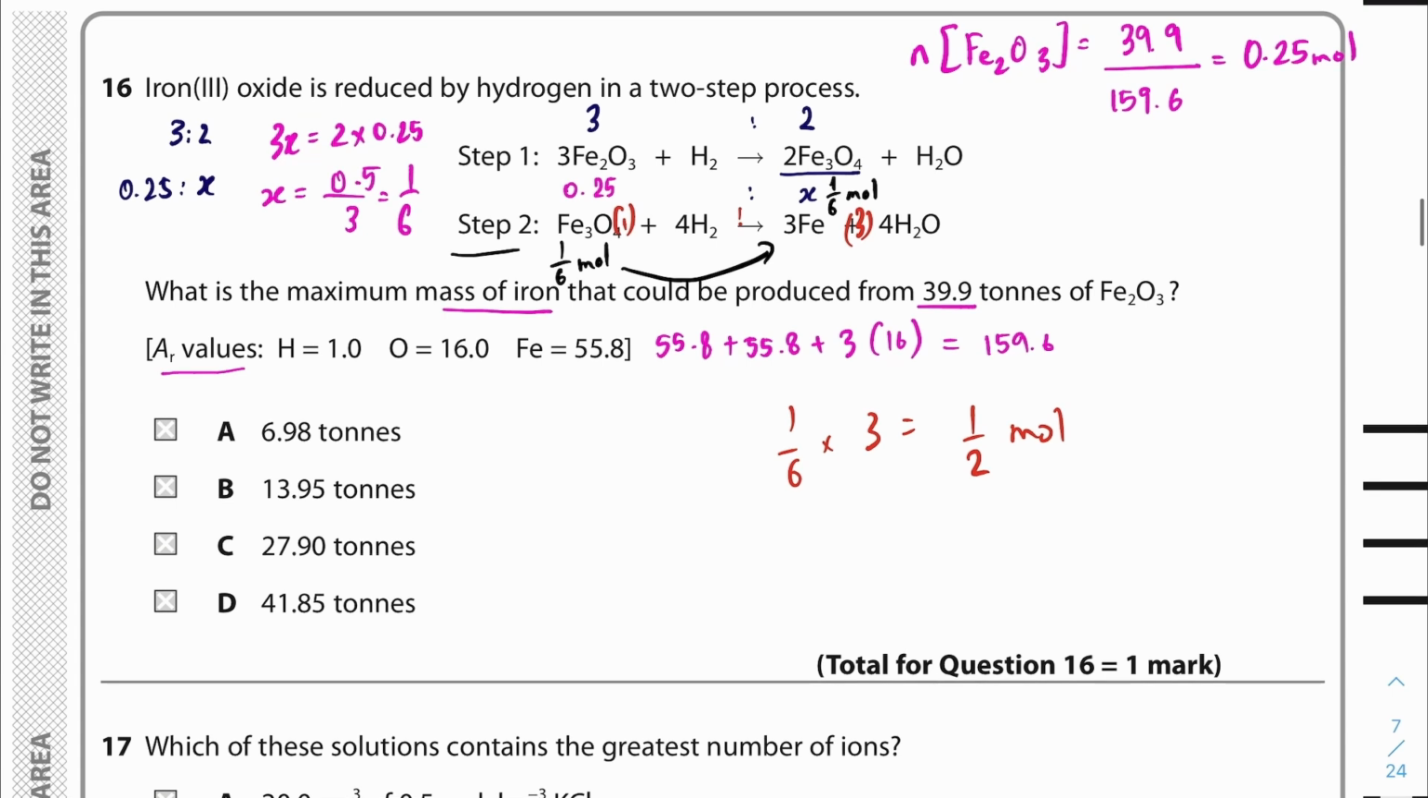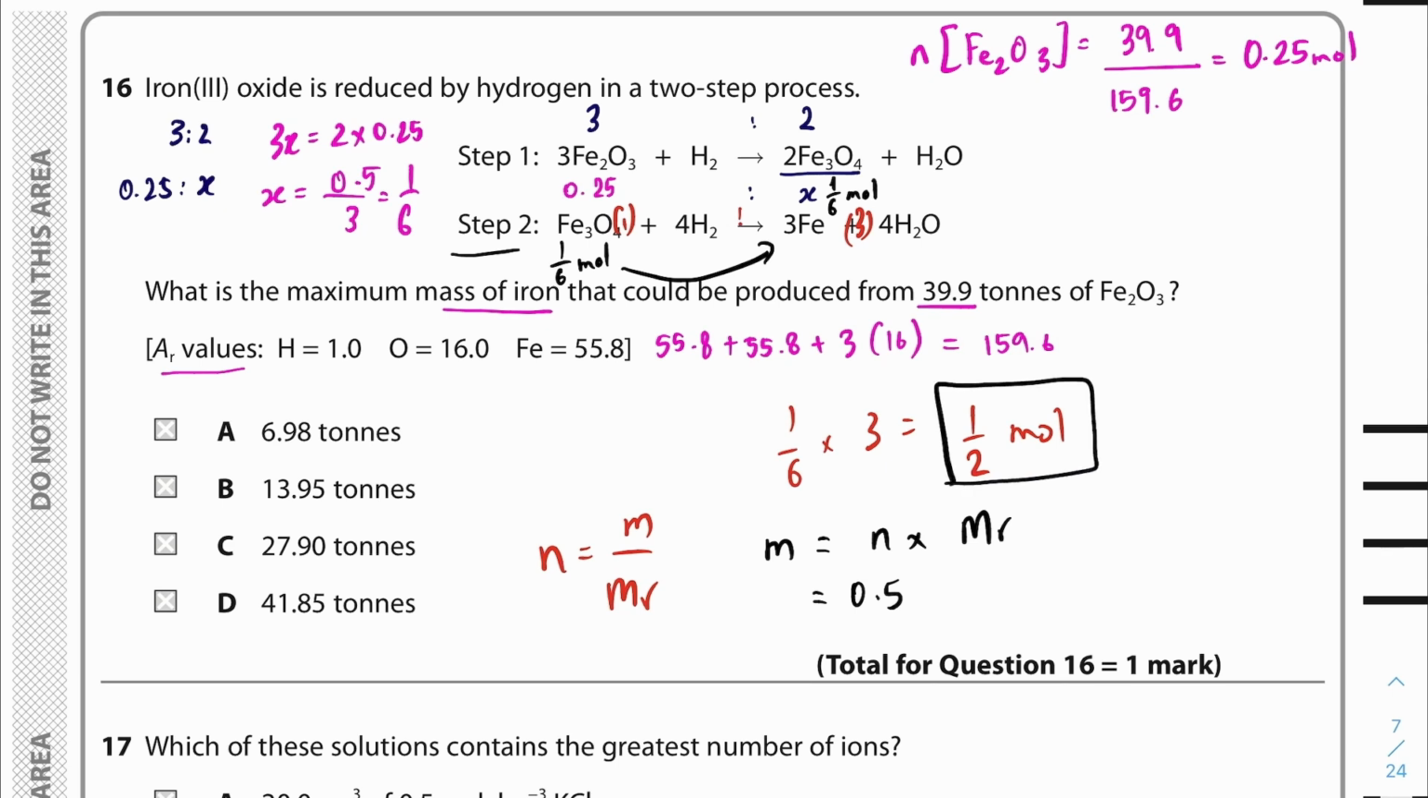So we can use that information. We know n equals mass over molar mass. And we're trying to find out what the mass of iron formed is. So let's rearrange. So that'll be m equals n times MR. We know n is 0.5 moles from here, that we calculated. And then times the MR of iron, which is 55.8. We get 27.9. And since we started with tons over here, our final answer will also be in tons.